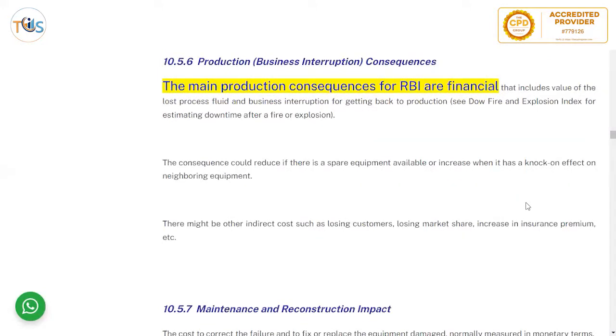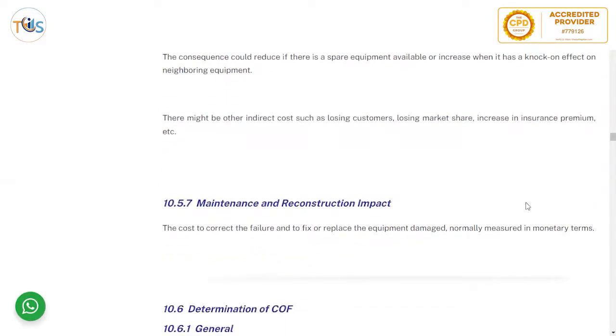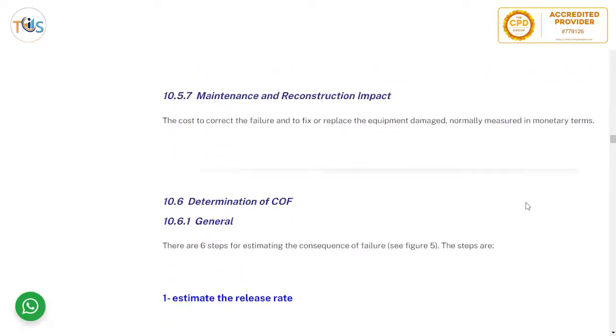Production business interruption consequence. The main production consequence for RBI is financial. That includes the value of the lost process fluid and business interruption for getting back to production. You can see there is a DOE fire and explosion index for estimating downtime after a fire or explosion. The consequence could reduce if there is spare equipment available, or increase when it has a knock-on effect on the neighboring equipment. There might be other indirect costs such as losing customers, losing market share, increase in insurance premium, and others.